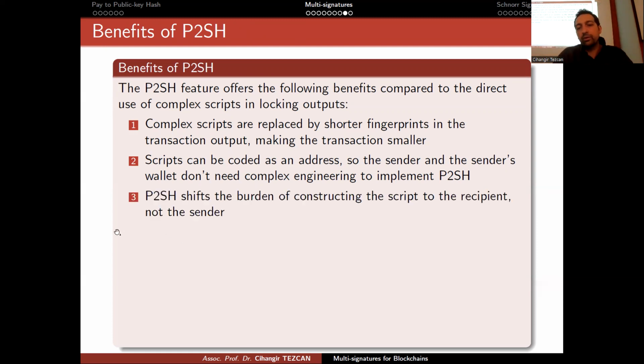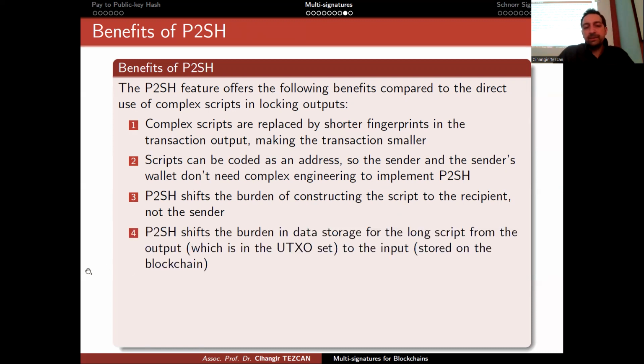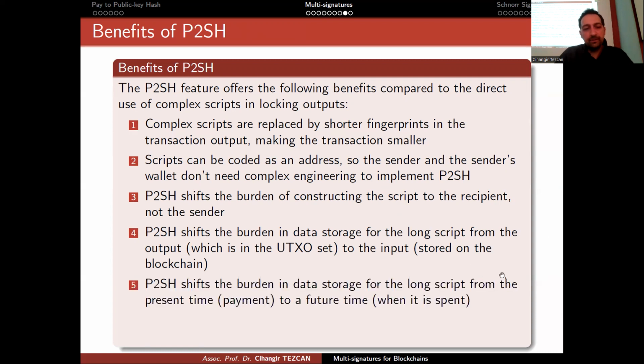Pay-to-script hash shifts the burden of constructing the script to the recipient, not the sender. Again, constructing the script is hard, but now the receiver has to deal with it. Pay-to-script hash shifts the burden in data storage for the long script from the output, which is stored as the unspent transaction outputs, to the input stored on the blockchain. So this is one of the other benefits. And pay-to-script hash shifts the burden in data storage for the long script from the present time in the payment to a future time when it is spent.